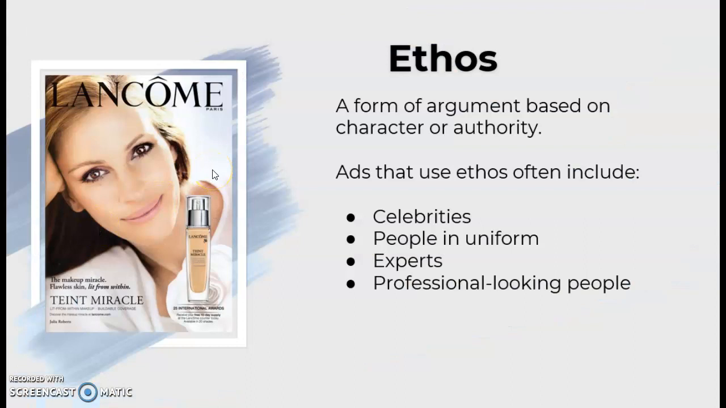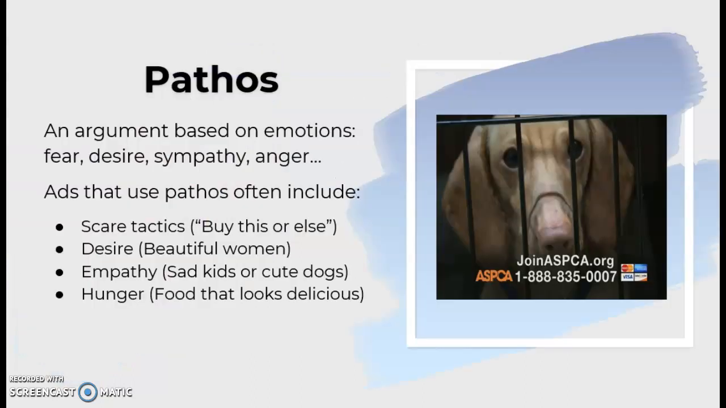So ethos is a form of argument that's based on character or authority and respect. Ads that use ethos often include celebrities or people in uniform, people that we would consider an expert. So in this example here, obviously Julia Roberts could certainly be considered an expert in makeup. It's her job to look nice, to be pretty, that the face that she shows the world is her brand. So we trust in her, right, to tell us which makeup is good, which we should buy. So that's why a lot of companies choose celebrities or experts to promote their products, because that relies on the ethos persuasive technique.